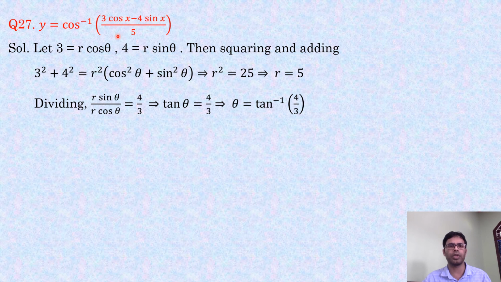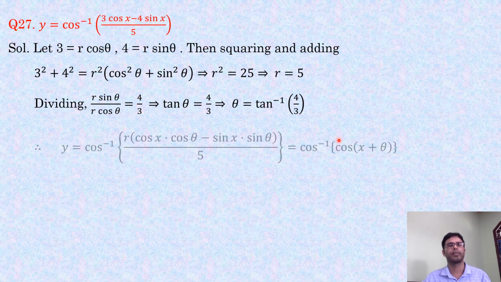Now using these substitutions inside the given function. So y is equal to cos inverse of, this 3 is r cos, this is r sin, and r is common. So cos x cos theta plus sin x sin theta, divided by 5, and here r is equal to 5. So this 5 and this r can be cancelled out. So it is cos inverse of cos a cos b minus sin a sin b, which is equal to cos of a plus b, that is x plus theta. The inverse function and forward function will eliminate each other. So we have only x plus theta now.